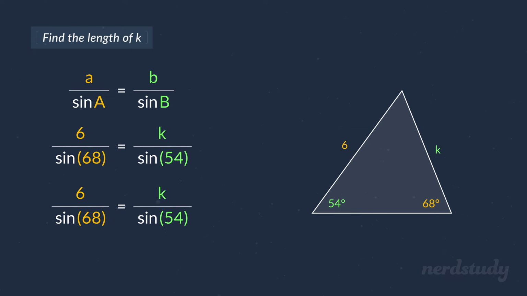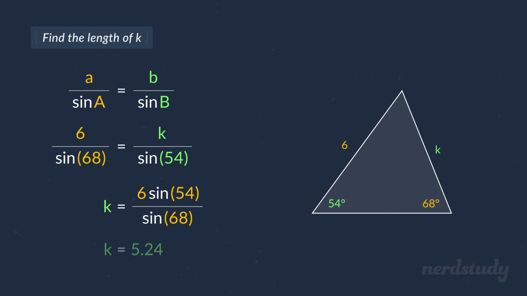All we have to do now is multiply both sides by sine of 54 to get the following. Let's just rearrange both sides, then punch this into our calculators, and we get k equals roughly 5.24 units. It's as easy as that.